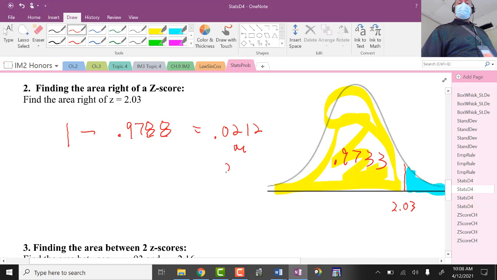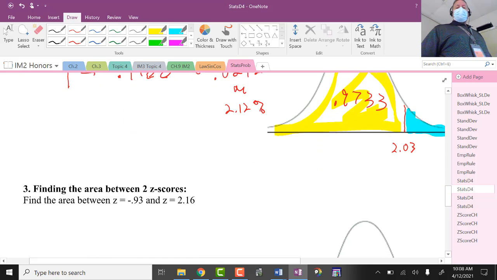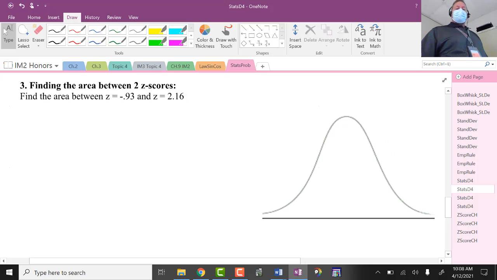0.0212, or 2.12% of the data is right of that number. Z-score. Between, yes, this happens all the time. Actually, the last one happens. There's something called a two-tail test in stats. But anyway, negative 0.93, that's approximately right here.